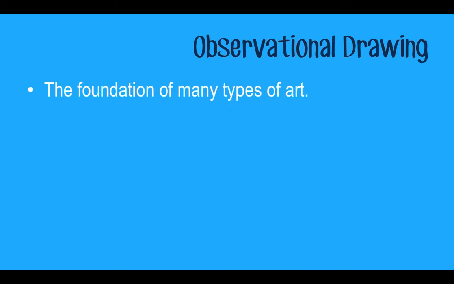The first thing we're going to cover is observational drawing and what it is and all the parts of it. One part of observational drawing is the fact that it's the foundation for many types of art, from basic drawing, animation, preparation for sculpture, all the way to fashion design, computer graphics, clothing, sneakers, architecture. All of it uses observational drawing as its foundation.